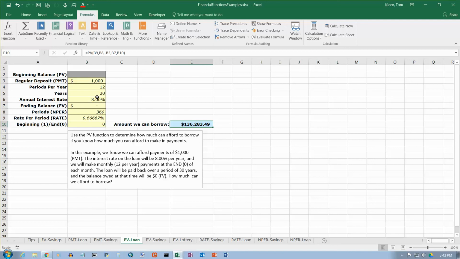There are two other versions of the present value function. One has to do with savings, and the other one has to do with winning the lottery. We'll take a look at both of those in future videos.